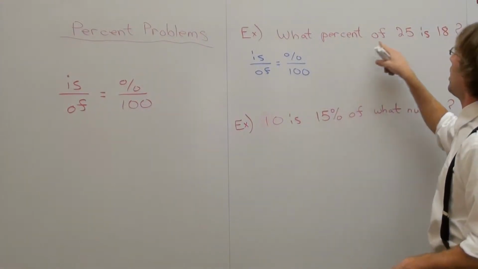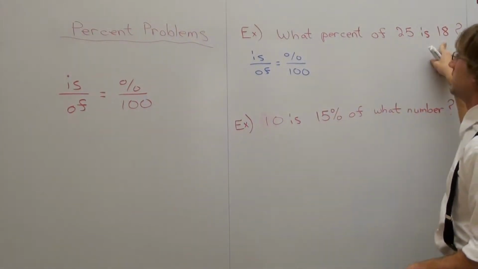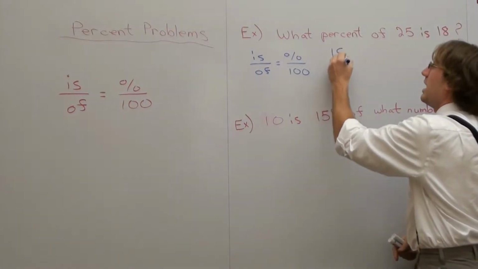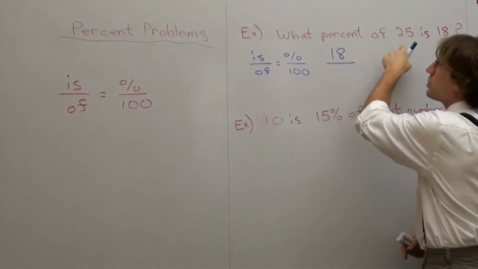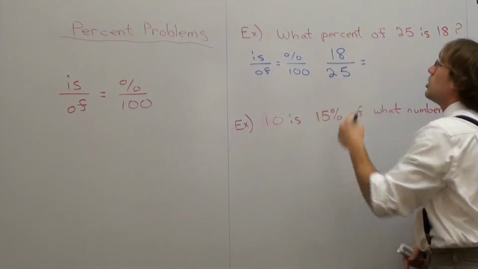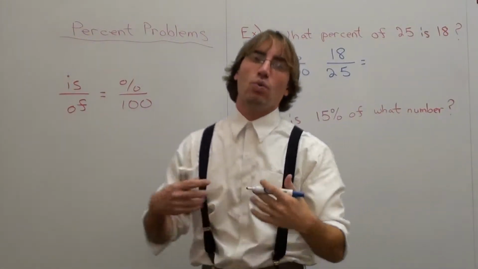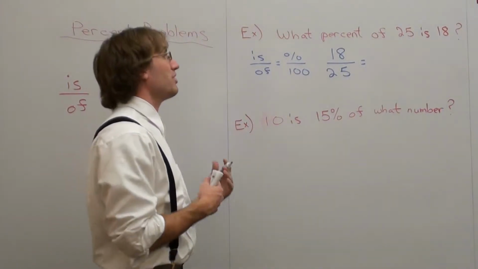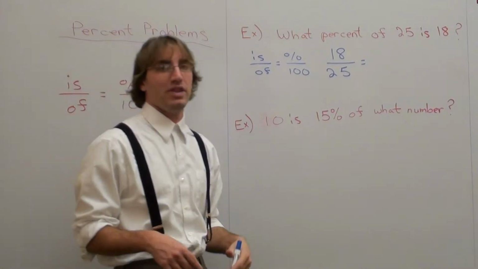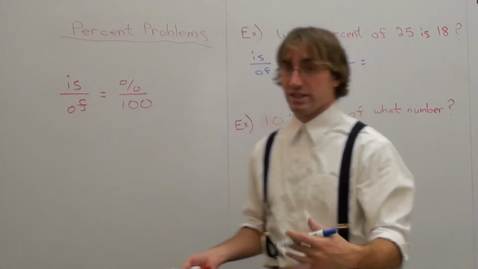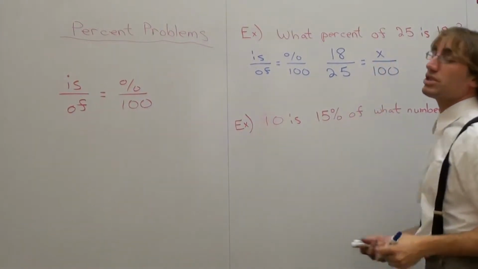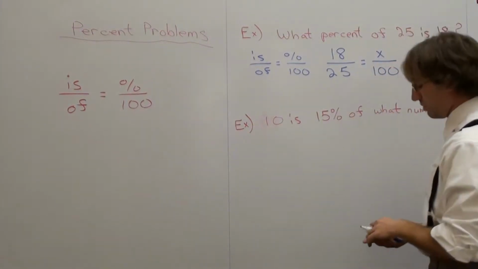So, what percent of 25 is 18? Is 18, so 18 goes in the is slot. Of 25, so 25 goes in the of slot, equals, and you don't know the percent. It's asking what percent, so you put a variable in that place. You can use an a, b, c, d, whatever, but I like to use the variable x in this case. And 100 is just 100. So you cross multiply.